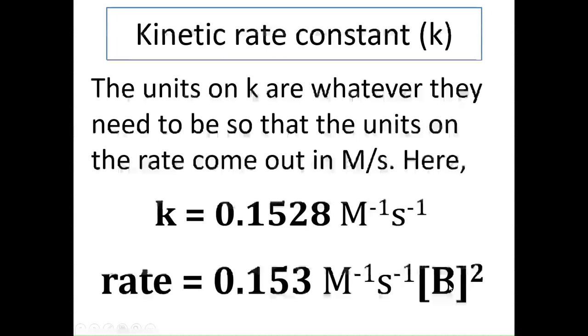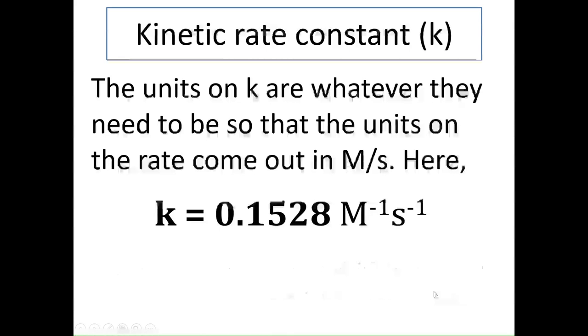So if I want to predict what the rate of reaction would be for this reaction at this temperature, if you just tell me what the concentration is, I can tell you how fast it's going to run initially by putting in the concentration of B and squaring it and multiplying by the rate constant K. Now, I need to talk about these units again.